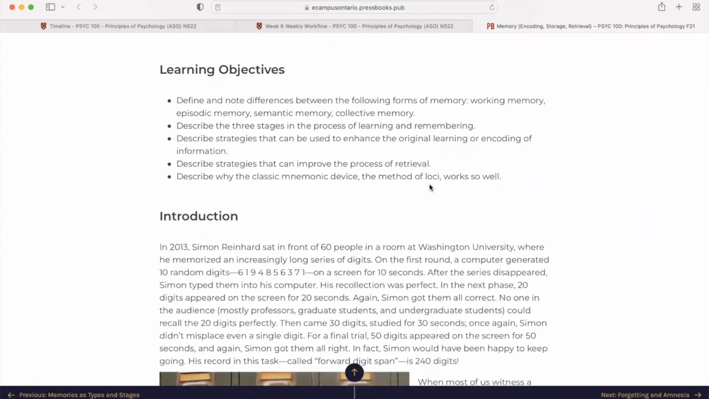The learning objectives of this particular chapter, to keep in the back of your mind, are to define and note differences between the following forms of memory: working memory, episodic memory, semantic memory, collective memory. Describe the 3 stages in the process of learning and remembering. Describe strategies that can be used to enhance the original learning or encoding of information. Describe strategies that can improve the process of retrieval. And describe why the classic mnemonic device, the method of loci, works so well.